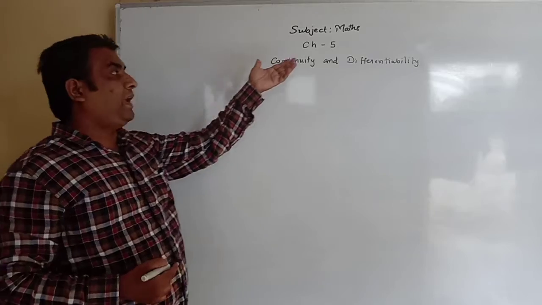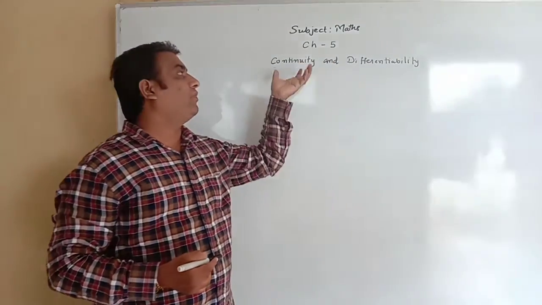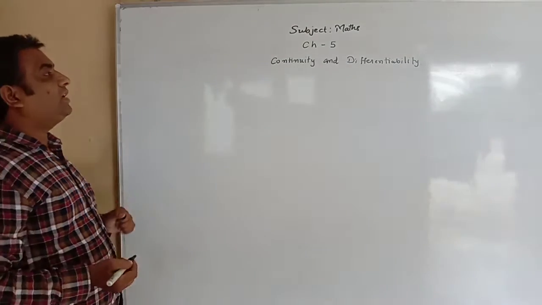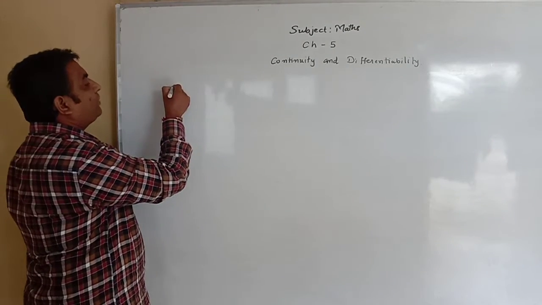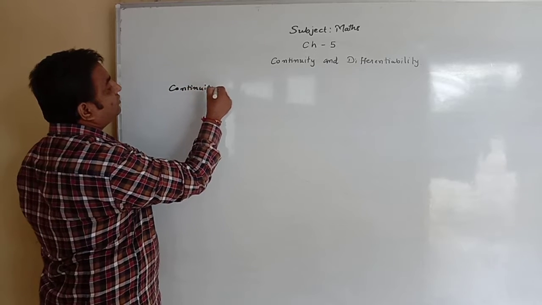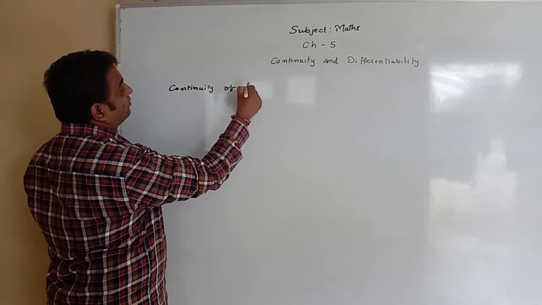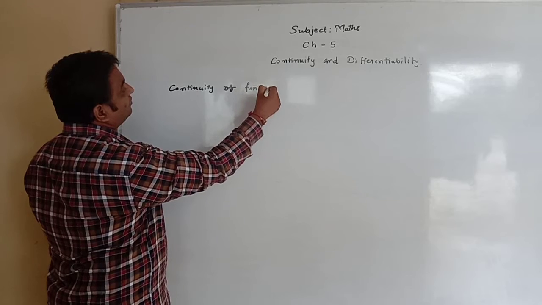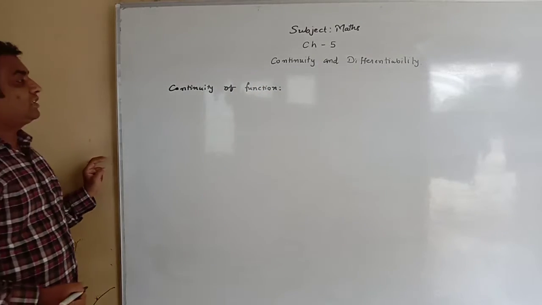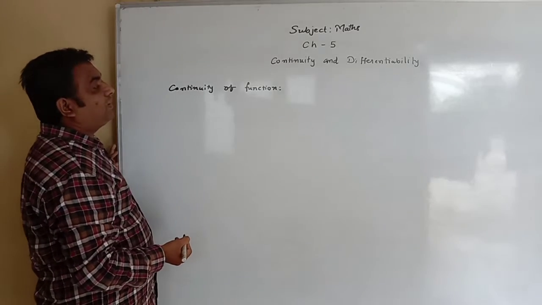Hello friends, in Maths we will start chapter 5, continuity and differentiability. First we will discuss continuity of a function. So what is continuity of a function? If any function is given, we draw the graph.